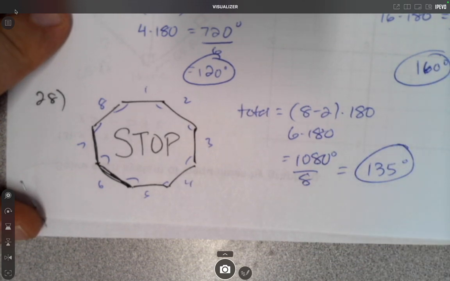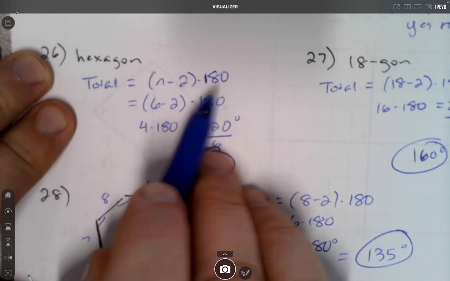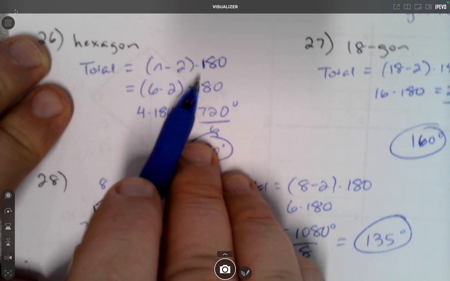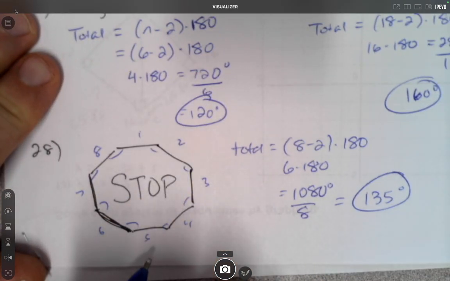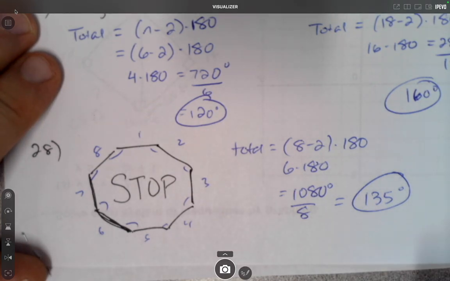So when they ask you to find the measure of an, meaning one, interior angle, you use this formula to find the total, then divide that total by the number of angles in that shape. And the number of angles is the same as the number of sides.